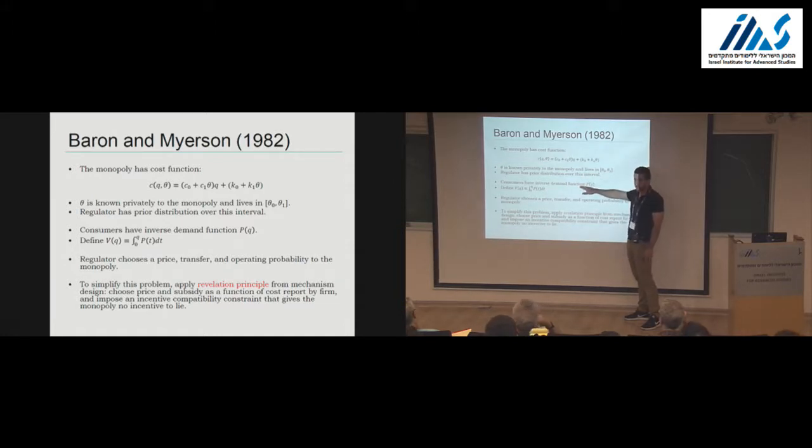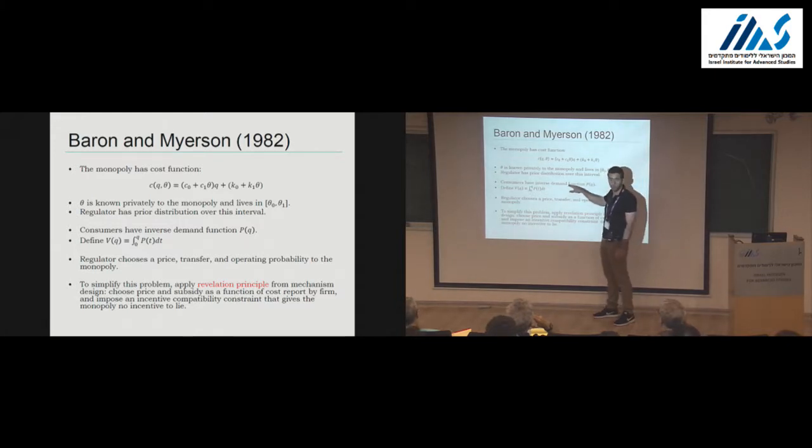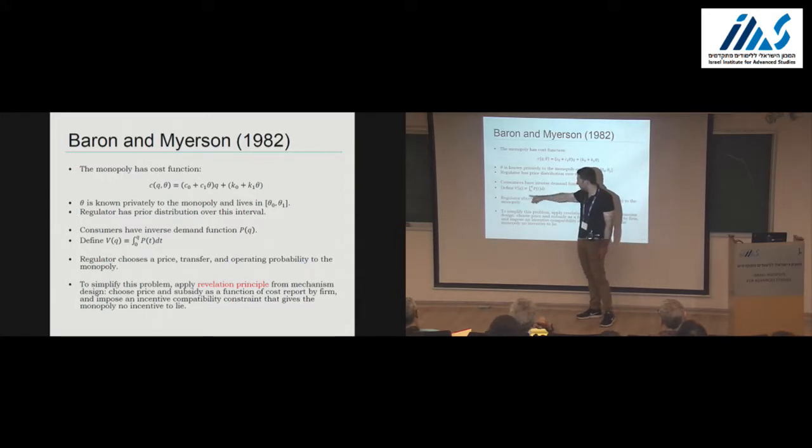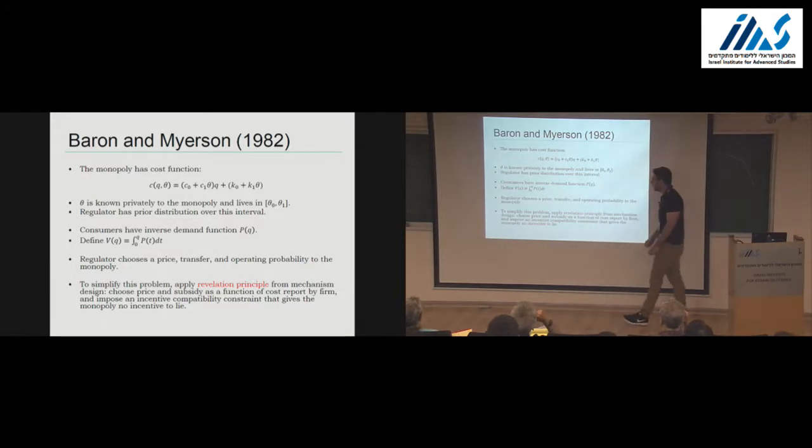Okay. Consumers have an inverse demand function, P of Q, pretty general, but it's a single product. Keep that in mind. You can compute consumer surplus as a function of how much is produced. So V of Q is consumer surplus.